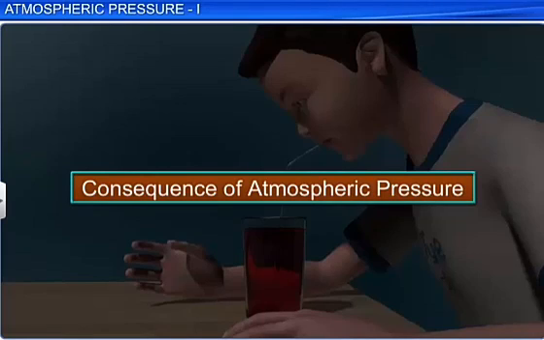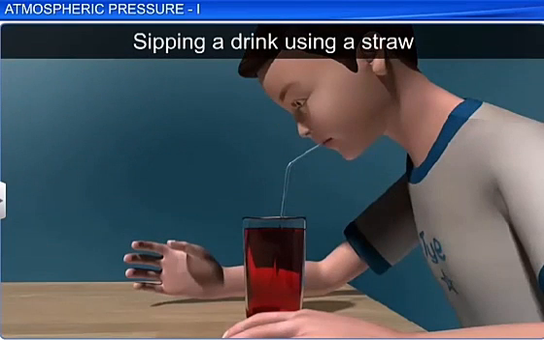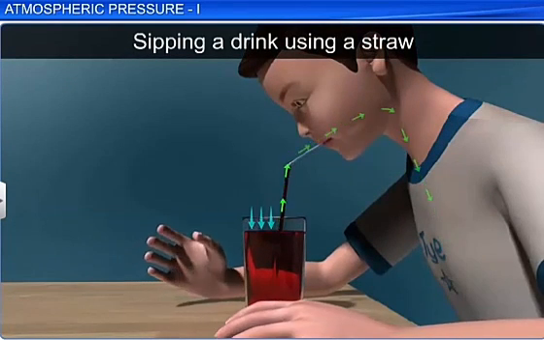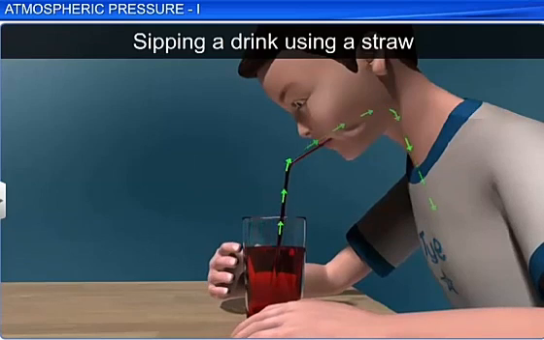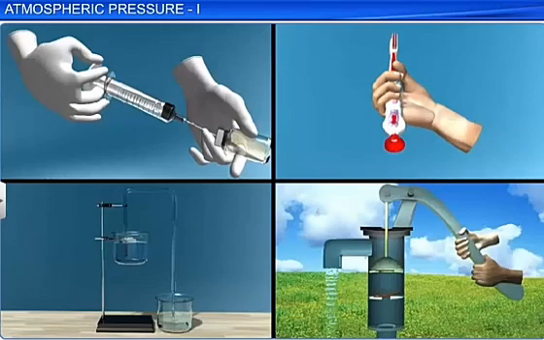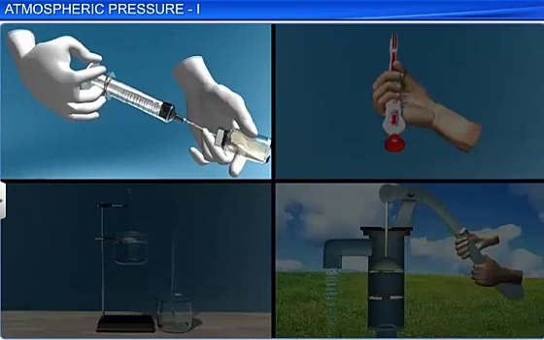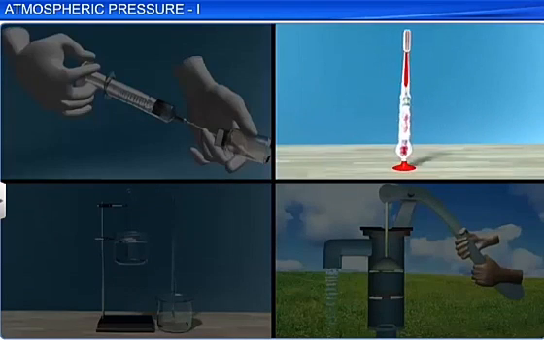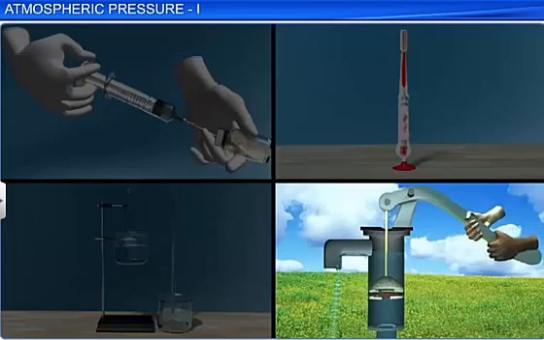To understand this better, let's look at one more common example of atmospheric pressure from everyday life. While sipping a drink with a straw, the air inside the straw is inhaled into the lungs, reducing the air pressure in the straw. However, the atmospheric pressure acting on the surface of the drink in the tumbler remains the same and forces the liquid up the straw. Other applications of atmospheric pressure are the working of a syringe, a rubber sucker, a siphon system, and a lift pump.